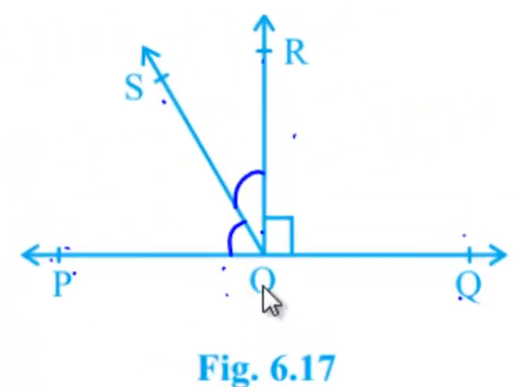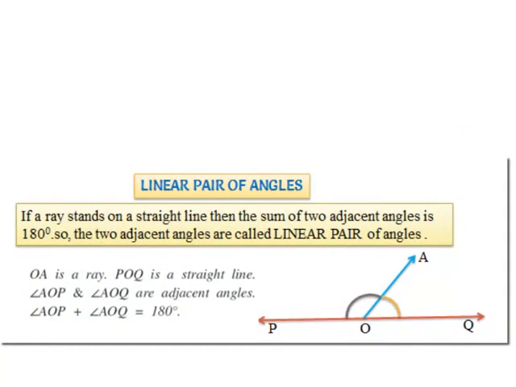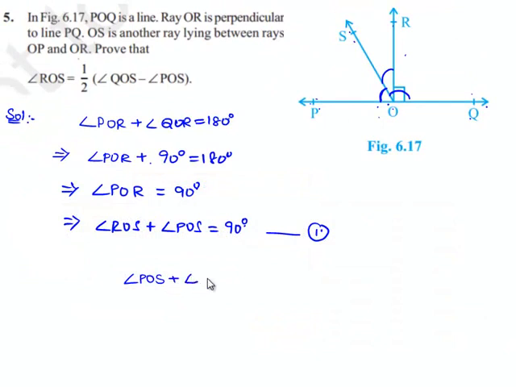Again, if we consider POQ as a straight line intersected by ray SO, then angle POS and angle QOS form a linear pair again. Therefore, the sum of angles forming a linear pair is equal to 180 degrees. We can write angle POS plus angle QOS is equal to 180 degrees. Let us name it as equation number 2.